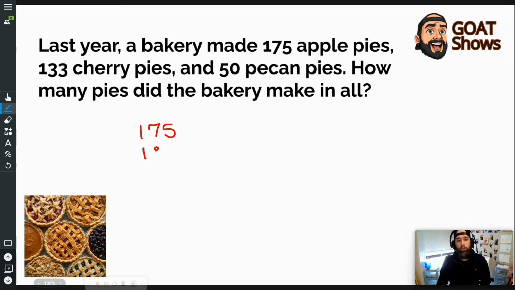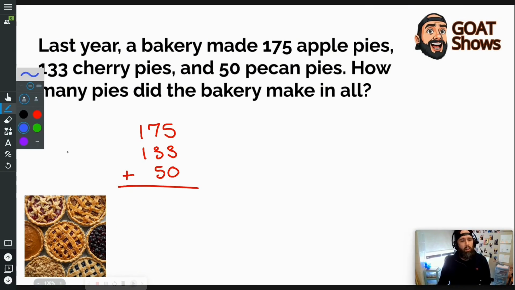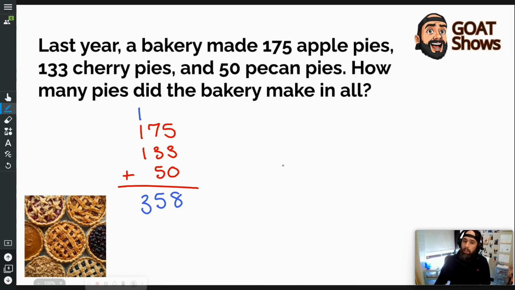175, 133, 50. Let's add them up. Okay? Go all the way to the top right. 5 plus 3 is 8. 8 plus 0 is still 8. Write out your 8. 7 plus 3 is 10. 10 plus 5 is 15. Write out your 5. Carry the 1. 1 plus 1 is 2. And 2 plus 1 is 3. 358. Now, the question is asking how many pies did the bakery make in all? 358 pies.